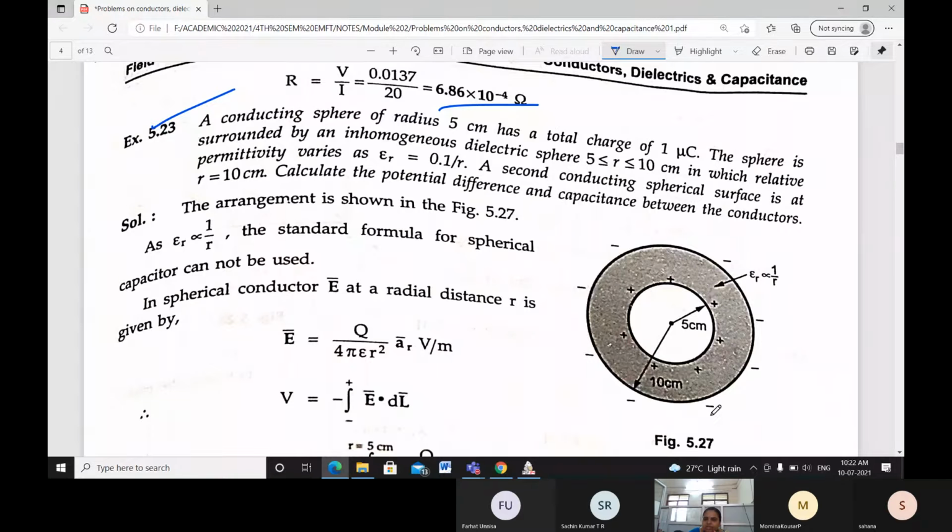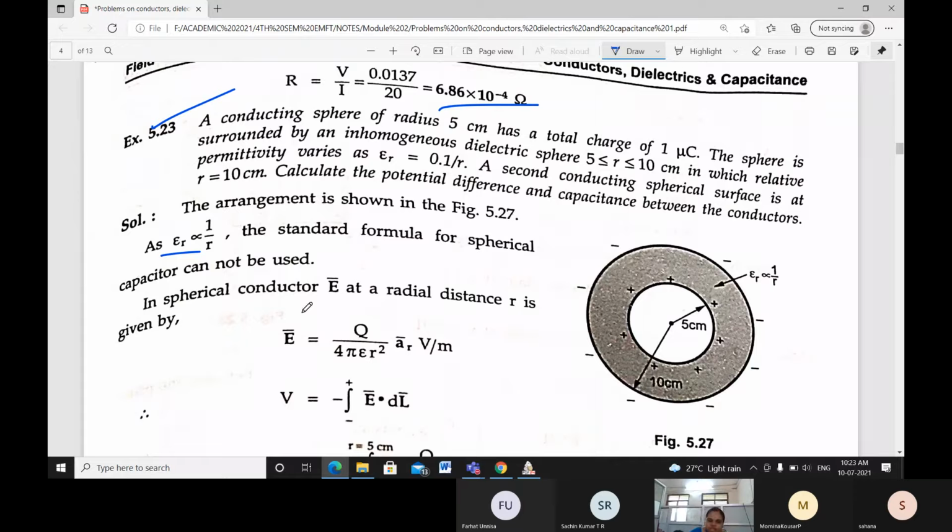If you at least can draw it up to this, that will be enough. Okay. Then we know this relation: epsilon R is inversely proportional to the radius, that is how it's going to be 1 by R. The standard formula for the spherical capacitor we can't be using for that reason.